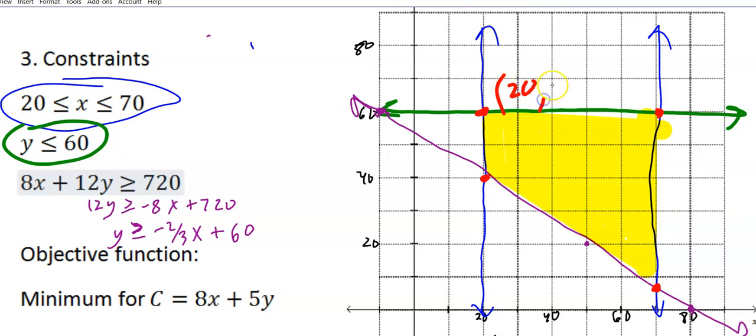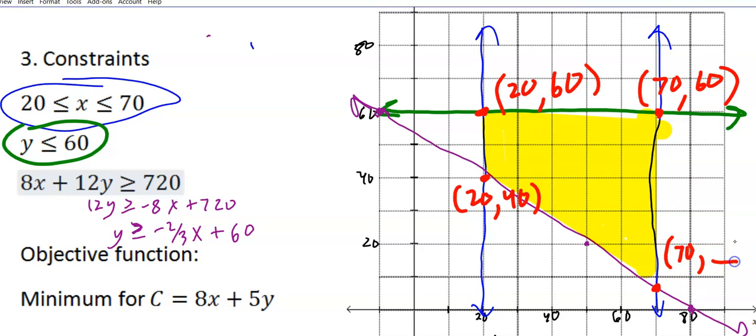This one's easy, right? This is 20, 60. This one is 70, 60. This one's not too bad, actually. It's 20, 40. It seems to be labeled nicely. But this one doesn't seem to hit at a nice point. I do know the x value is 70. So I don't know the y value.